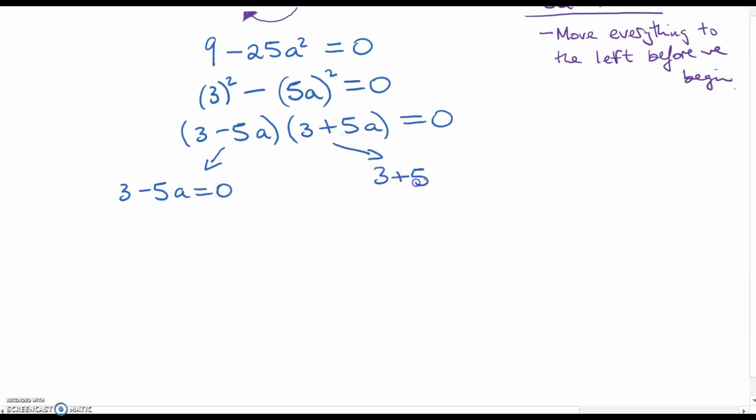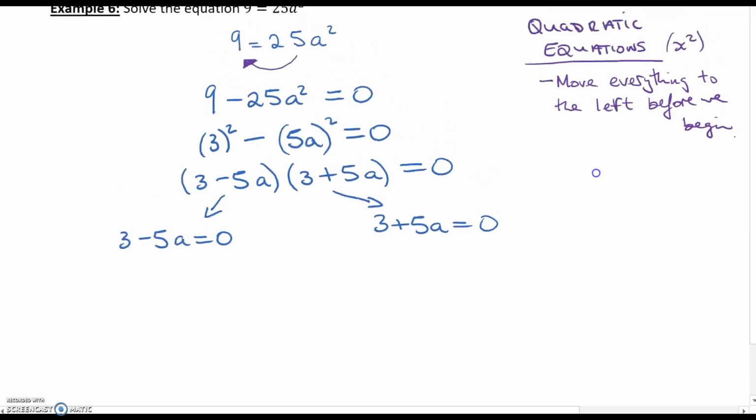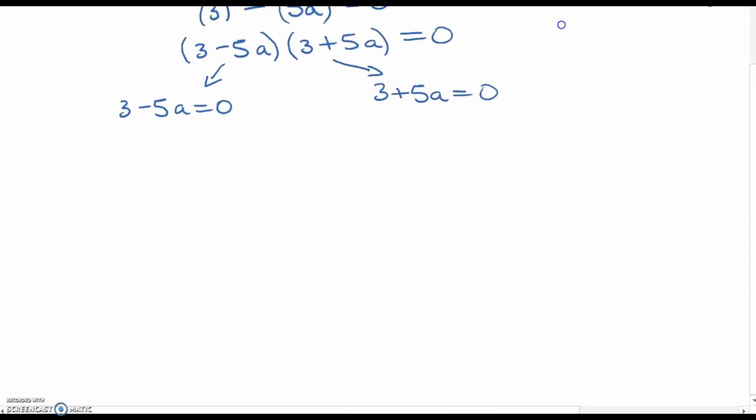Now, you can only say this when you have the product equal to 0. And that's why we move everything to the left before we begin, because this needs to be equal to 0 for this step to work. If we have something like this equal to 5, or equal to 7, or equal to negative 42, it doesn't work. It only works if we have 0 on the right hand side. That's why we move everything to the left before we begin. Okay, so we've taken it this far.